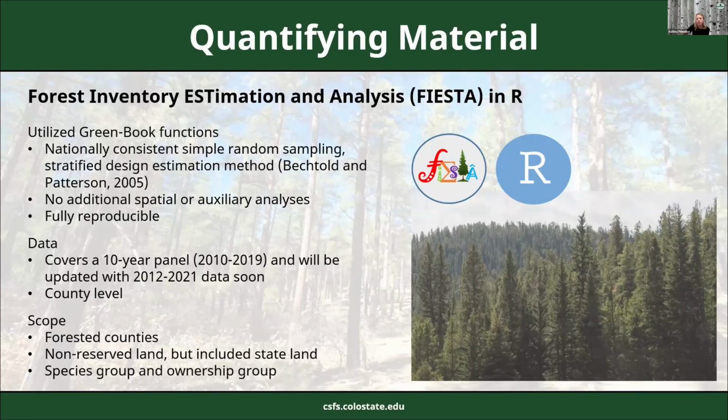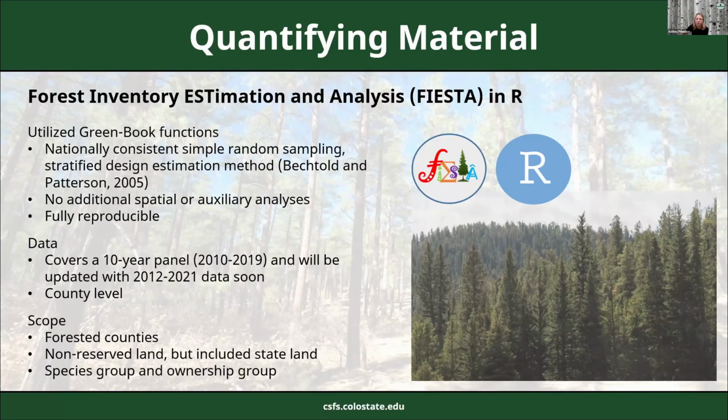We filtered for non-reserved land to be able to remove areas like wilderness areas and national park areas, but we made an exception for state lands. FIA designates state lands as reserved, but many of these areas have active management plans in Colorado that do include timber harvesting. So we included state lands for that.